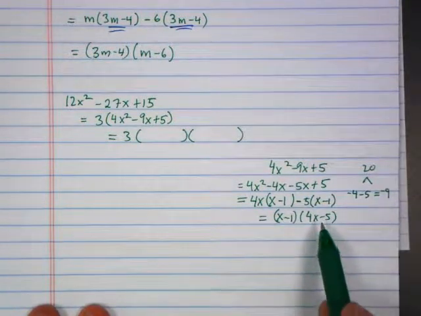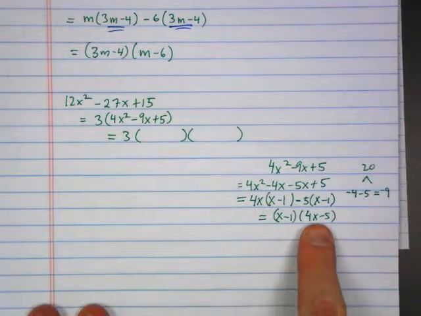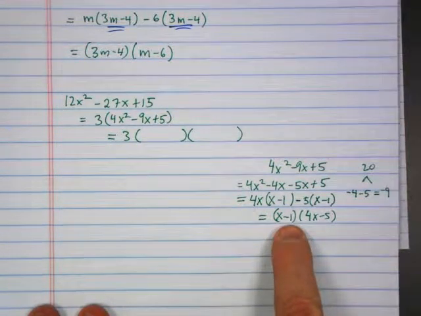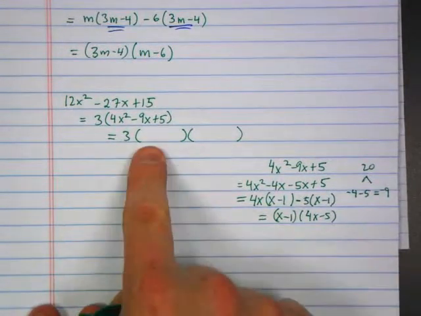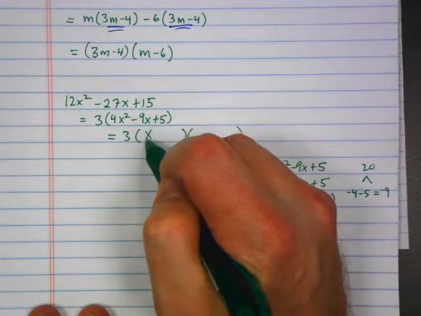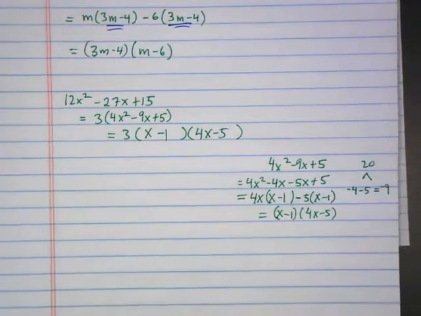Now I put the 5x first, like 4x squared minus 5x minus 4x plus 5. And you got the 4x minus 5 out first, and the x minus 1 came out second. Does the order matter? No, not at all. All right, so I'm going to come back up here, fill in my answer. I've got an x minus 1 there, and a 4x minus 5 there. There would be my final answer.